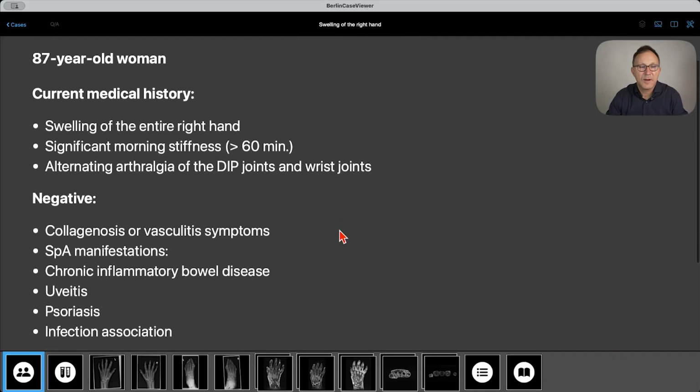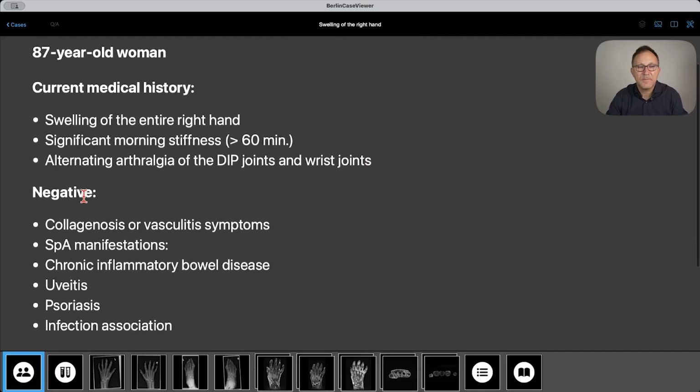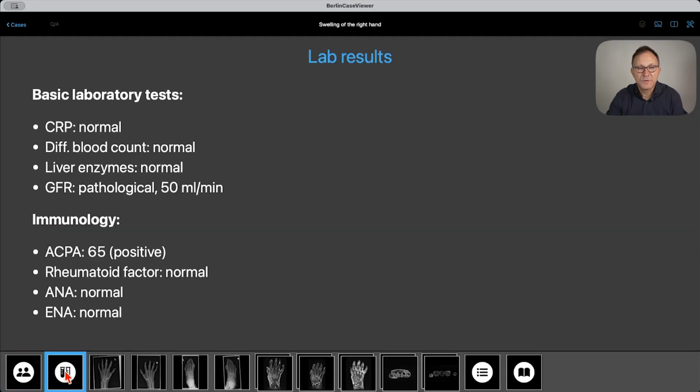In her anamnesis, we did check for collagenoses and vasculitis, SPA manifestations, chronic inflammatory bowel disease, uveitis, psoriasis, and any sorts of infections, and all of those turned out negative. So there was a previously diagnosed rheumatoid arthritis, and we will check her images shortly. Before we do so, we will also look at the lab results.